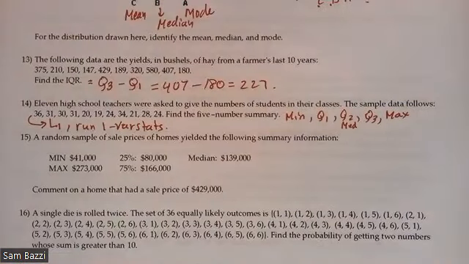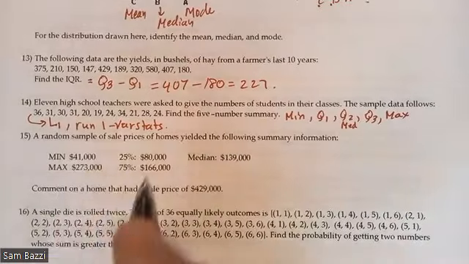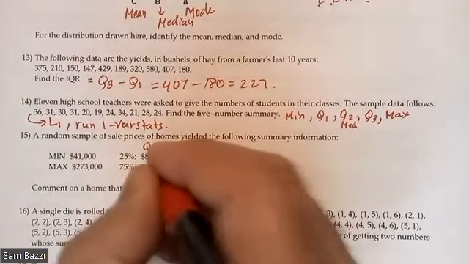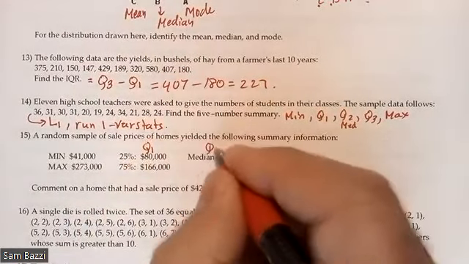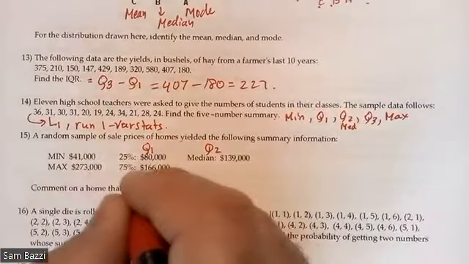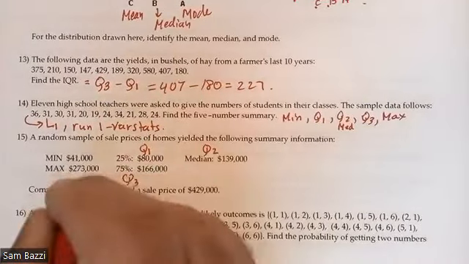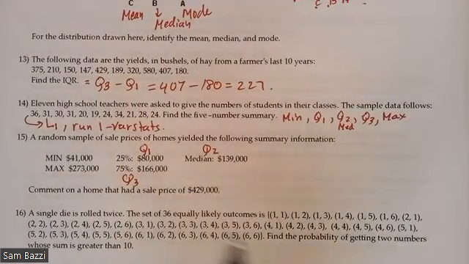You do the same thing for this one. A random sample of sale prices of homes yielded the following summary information. So this is the minimum. This is the Q1, 25th percentile. That's the Q2. Q3 is the 75th percentile, and that's the maximum.